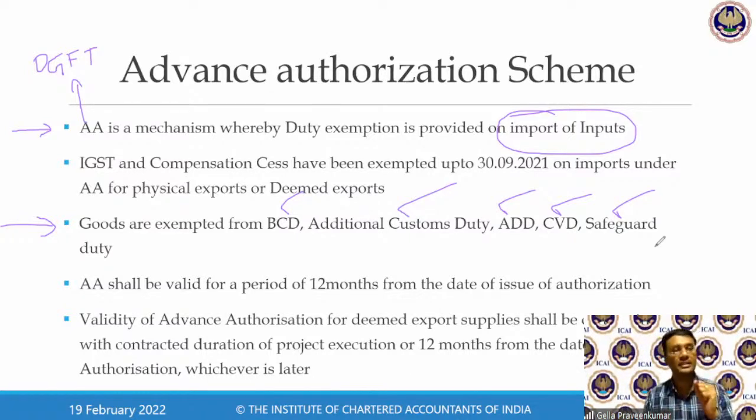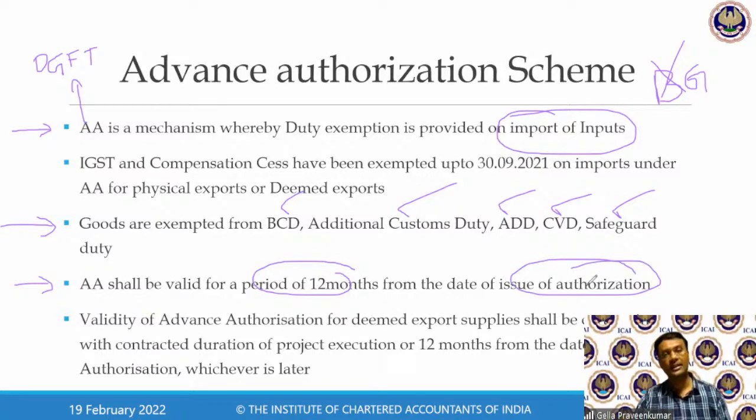Now, for this advance authorization, generally a bank guarantee will be sought for money equivalent to that. So what if I'm a status holder? No need to give a bank guarantee. This advance authorization I can use for payment of my BCD, additional customs duty, ADD, CVD, safeguard duty. Goods are exempted. That means I need not pay. And the time limit: from the day when advance authorization is given, within a period of 12 months, I have to use this particular authorization. That means I have to cause import of goods and then I have to use this particular certificate.